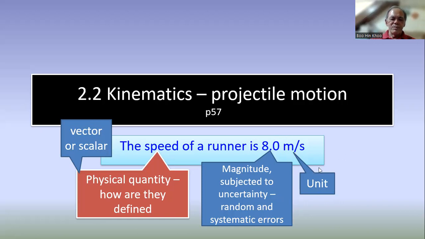From now onwards, we have to decide whether it's a scalar or vector, and then if it's a vector, we use our vector method to calculate the magnitude.